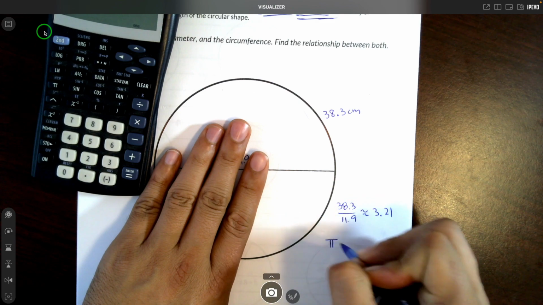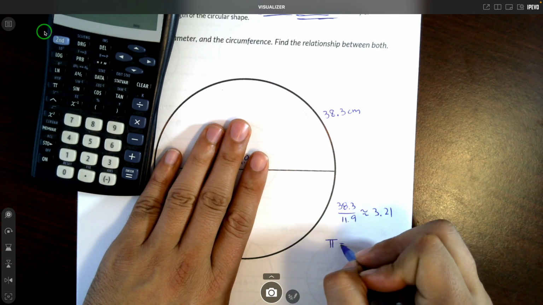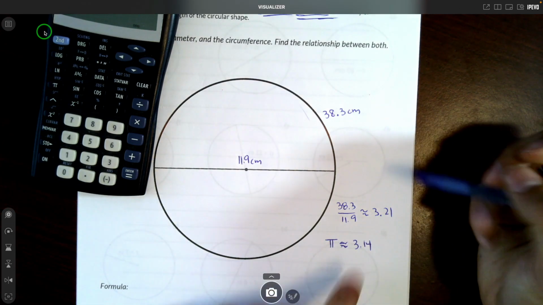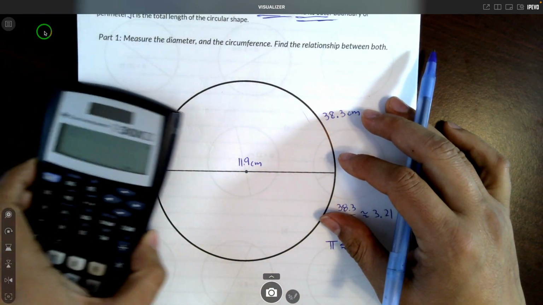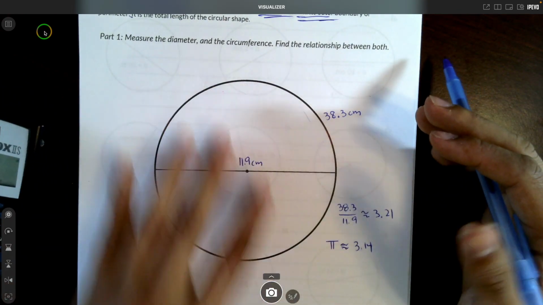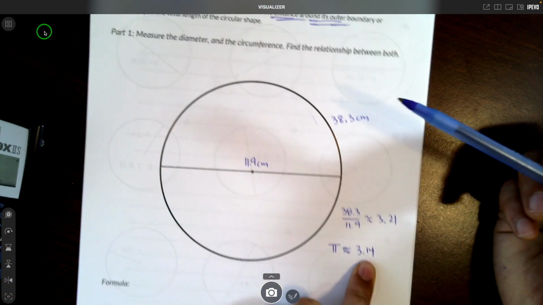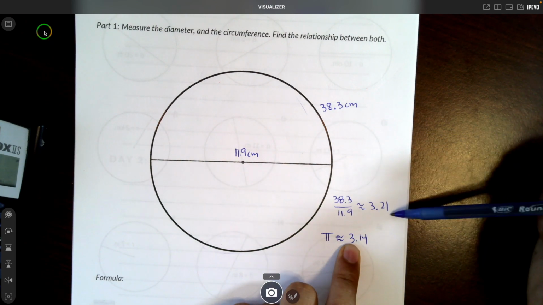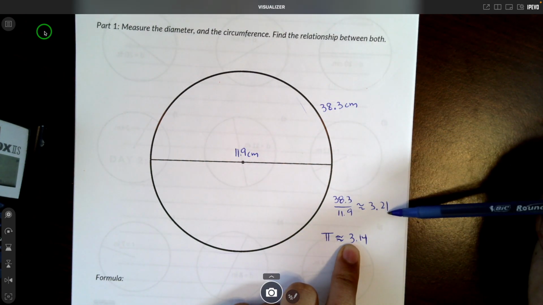Okay, not exactly the number I was looking for, but I was looking for a special number. Have you guys ever heard of pi? Pi is an approximation of 3.14. Okay, so I must have not measured exactly right. But when we did it in class, some people were lower than this number, some people were higher. In my case, I was a little bit higher. I overshot it. Okay.